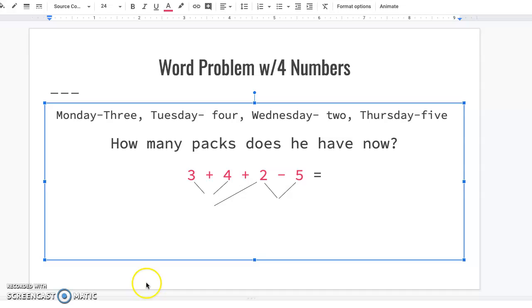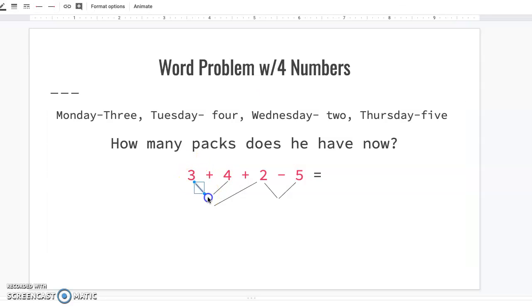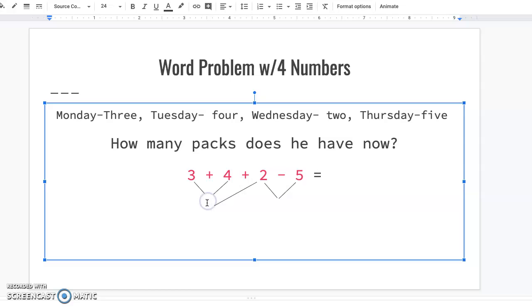Now we got to start on our left and work our way to the right. So it's 3 plus 4. So 4, 5, 6, 7. So that's 7. 7 plus 2 more gives us 9. And then 9 minus 5 gives us 4.